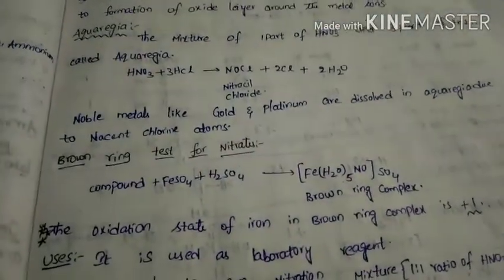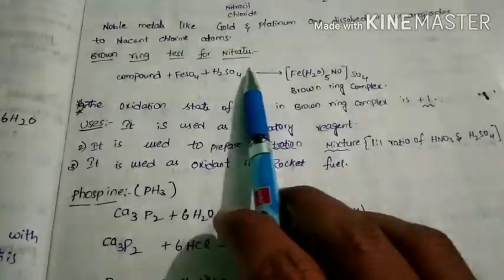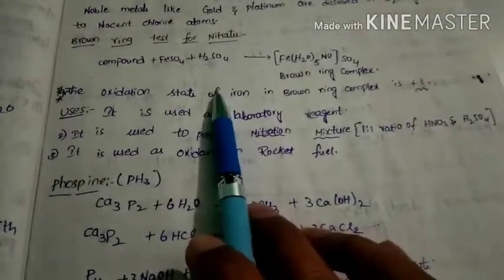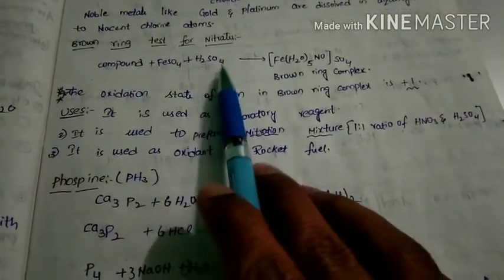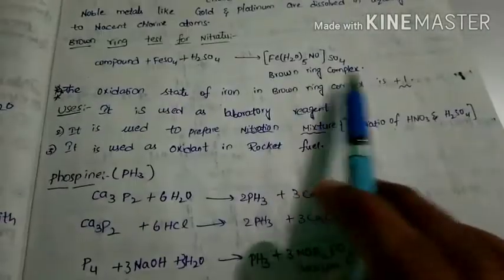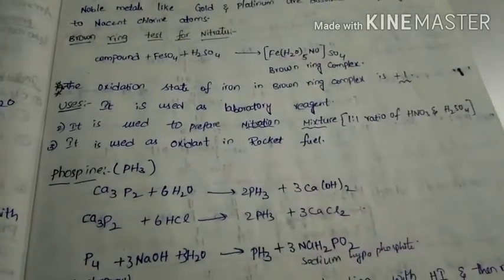Next one, brown ring test for nitrates. That means this is the topic regarding laboratory. When any nitrate compound reacts with ferrous sulfate and sulfuric acid, then we get a compound that is called brown ring complex. Why? Because this compound is in brown color.